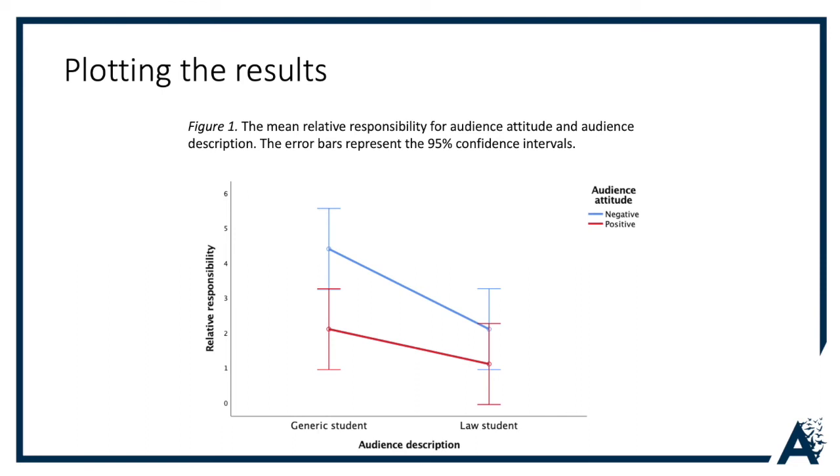One of the things that's a good idea to report is a visualization of results. This is often more effective than giving your reader a full page of numbers. So you should be able to report a plot of how the 2 independent variables interact to impact the dependent variable. On the previous slide, we saw there are 2 main effects. There is a difference between our description, so between the generic and the law student. And then there is a difference between audience attitude, so between positive and negative. But there wasn't a significant interaction between the 2 independent variables.